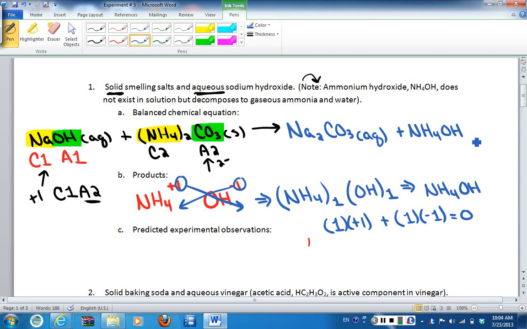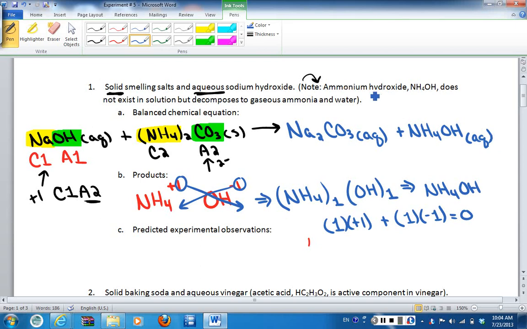And if we look back at the solubility rules, we know that hydroxides are typically insoluble unless they're paired with a group 1 metal or ammonium. And since we have ammonium here, we know that this has to have an aqueous phase.